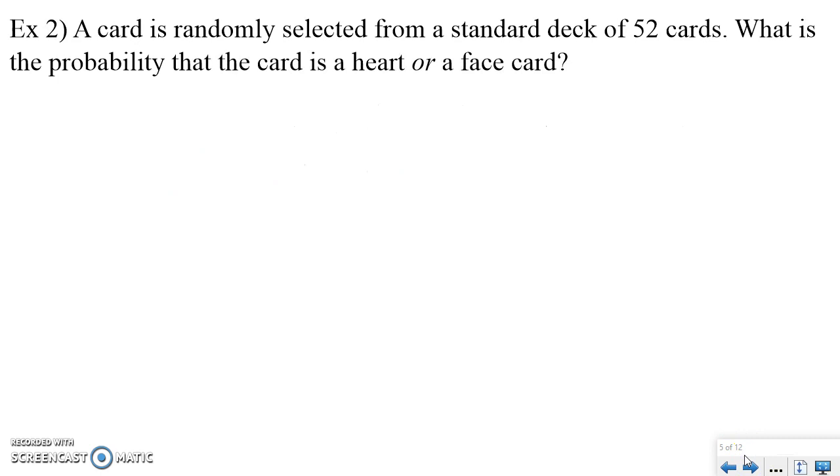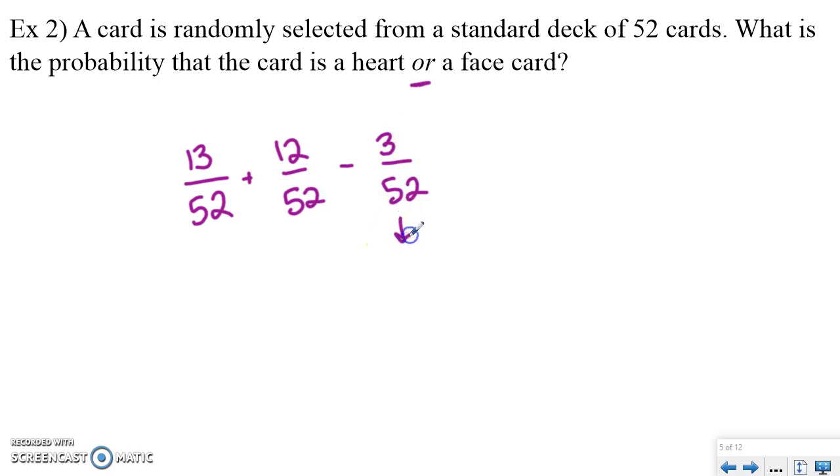The next problem, we have a card is randomly selected from a standard deck of 52 cards. What is the probability that the card is a heart or a face card? So if you look at your list of cards, there are 13 hearts out of 52 cards, and there are 12 face cards out of 52 cards. And then if you look at the list of hearts, there are also 3 cards listed in your hearts that are face cards. This is because there's overlap. We have hearts that are jacks, we have hearts that are queens, and we have hearts that are kings. So those are the 3 that are counted in both.